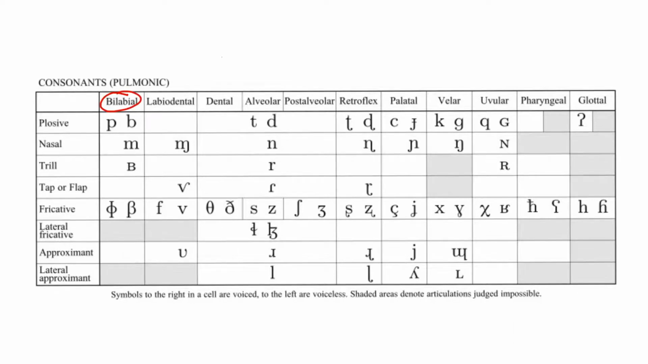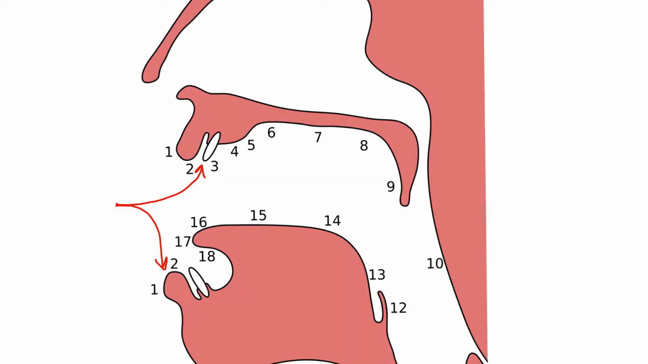In this row, you have bilabial consonants. Bilabial consonants are consonants that are made using both lips. This second row are the labiodental consonants. Labiodental consonants are the ones that are articulated with the lower lip and the upper teeth.